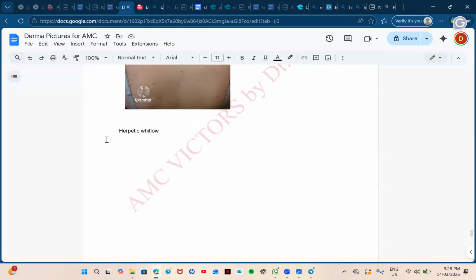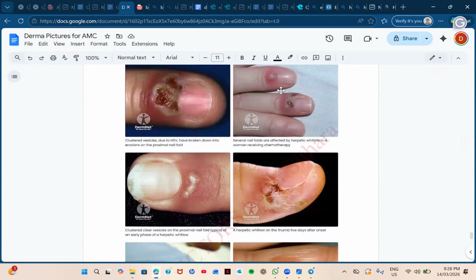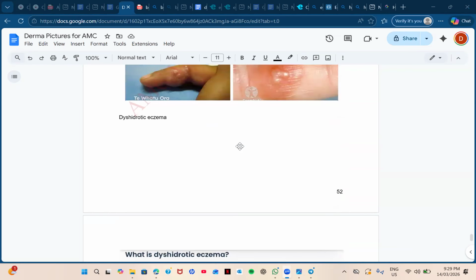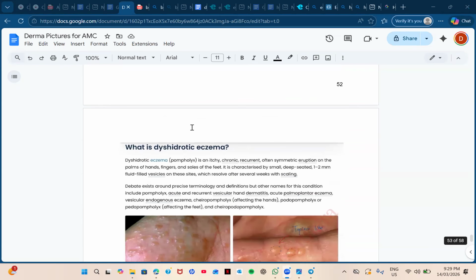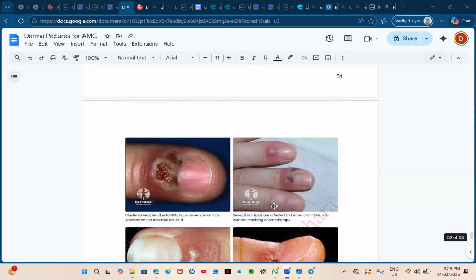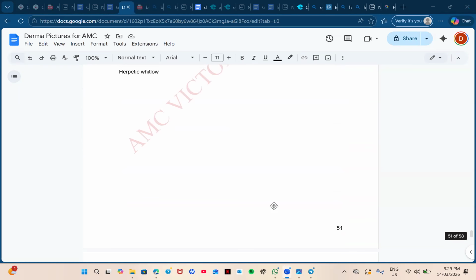So what do you know about herpetic whitlow? Herpetic whitlow. What do you know about herpetic whitlow? Because in November they gave a picture the same as herpetic whitlow, right? So what is it? Dystrophic eczema, right? Because the pictures of these two are almost, kind of, the same. Because of that, you should know how to differentiate them, right? Now tell me, what do you know about herpetic whitlow?